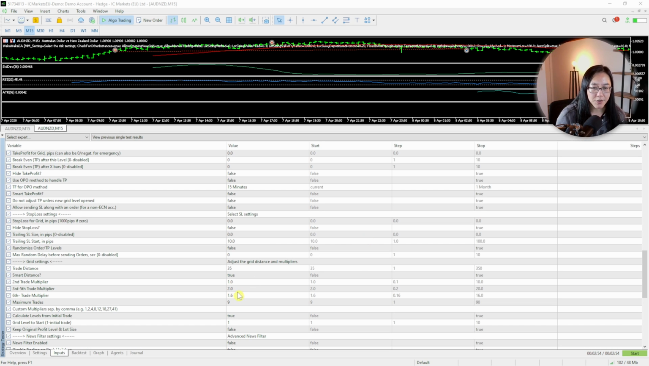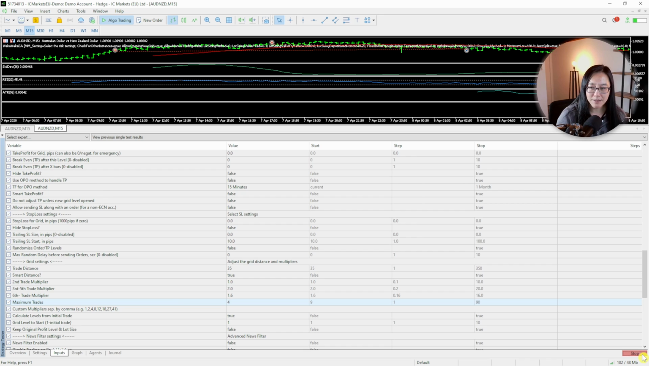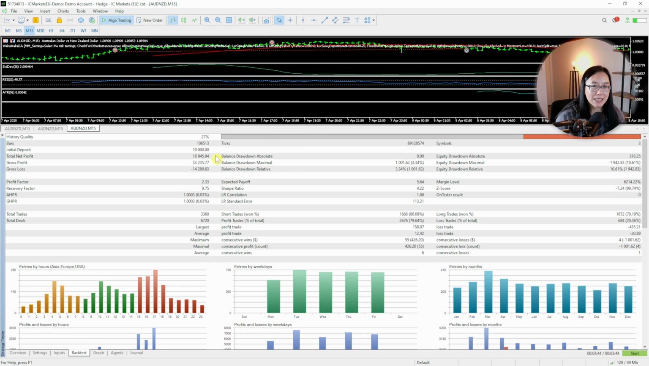I've screenshotted those results. Next, I'm going to go and change the maximum trades from 9 down to 4 and hit start. Backtesting has completed, and you'll notice the net profit now is up at 18,900, which is an increase over the previous test of about 2,800. And the maximum drawdown is now at 1,900, whereas previously it was 9,000.